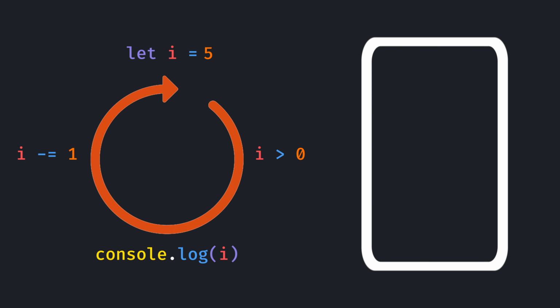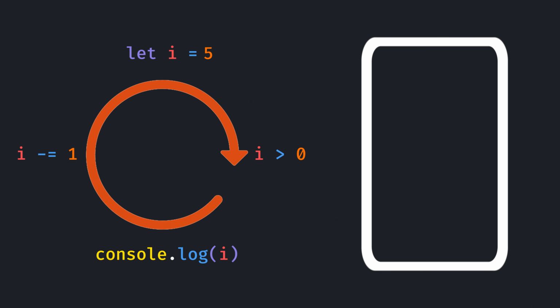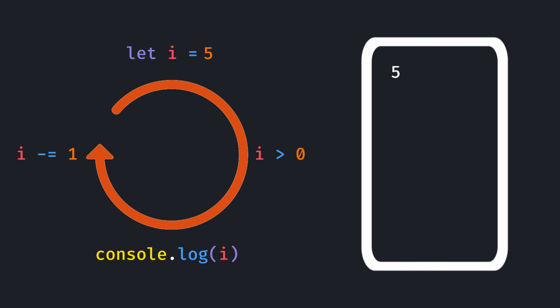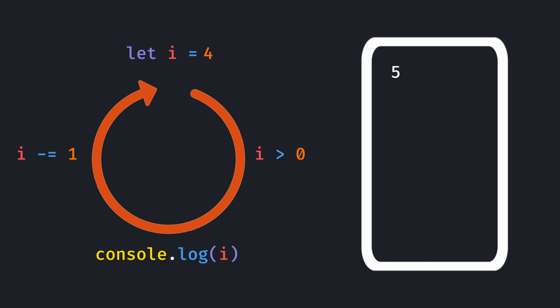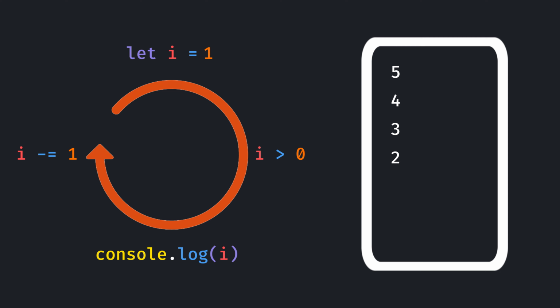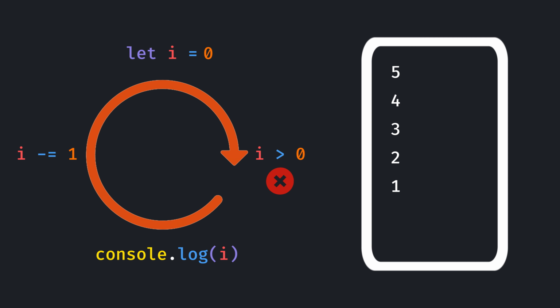If you're confused, let's see what's happening under the hood. On the first iteration, i is equal to 5. The loop checks if i is greater than 0, which it is, so it runs the code inside the loop, logging 5 to the console. Then, i is decreased by 1, making i equal to 4. The process continues until i is less than or equal to 0, at which point the loop stops.